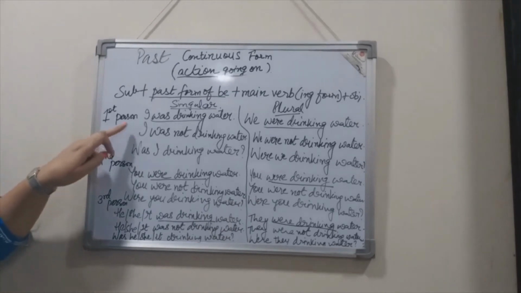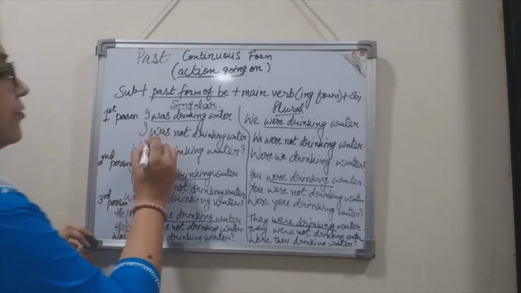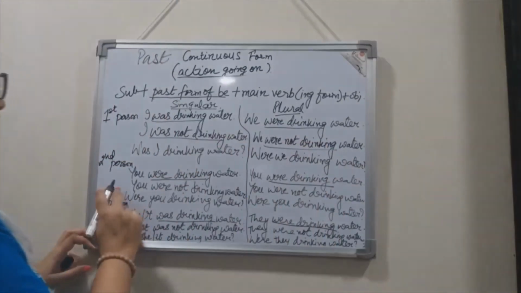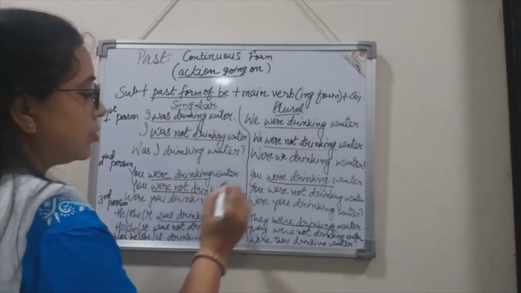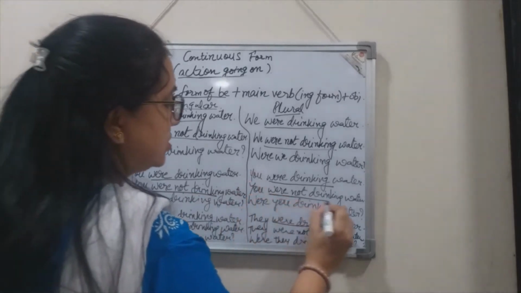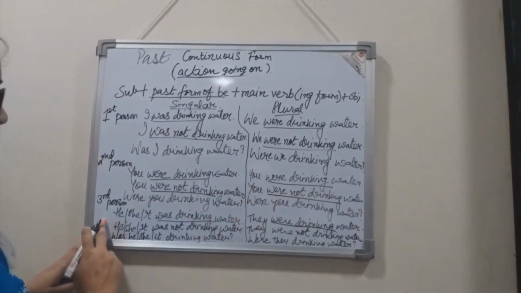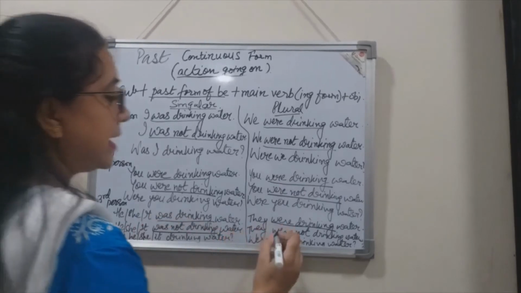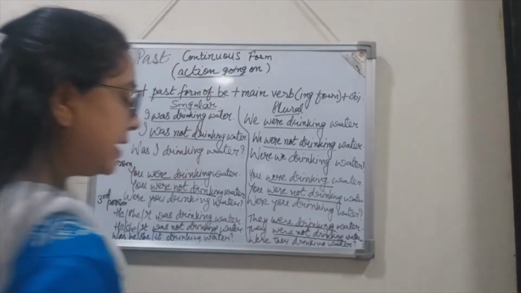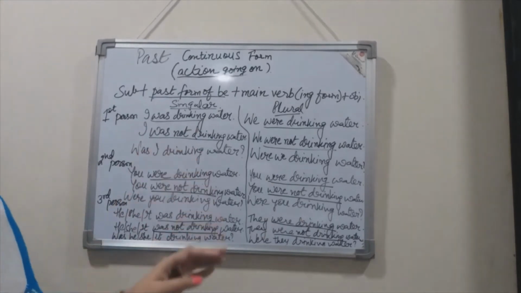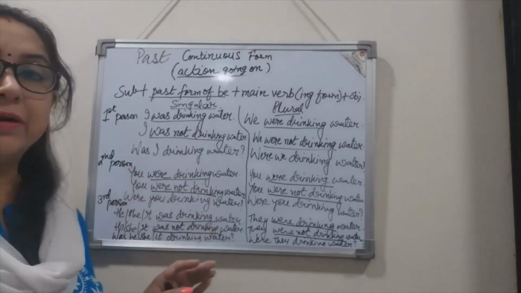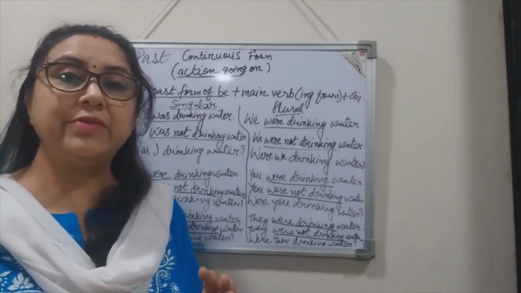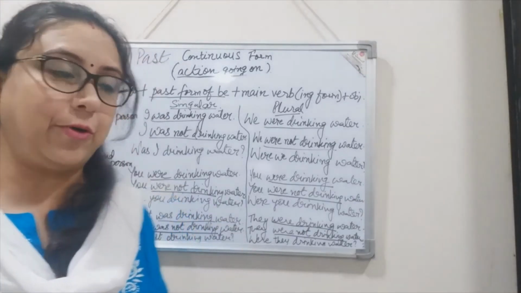Then moving on to the negative form. I was not drinking water. We were not drinking water. You were not drinking water. Plural number, you were not drinking water. Then third person, he, she, it was not drinking water. They were not drinking water. So here in this we see again the helping verb, right? The past form of be, and the main verb has taken the ing form.